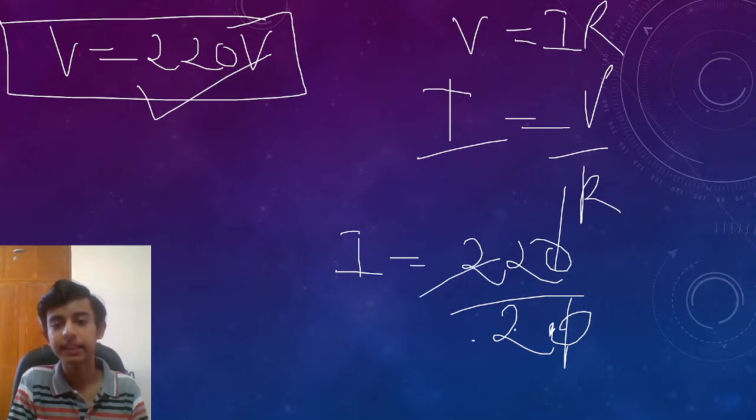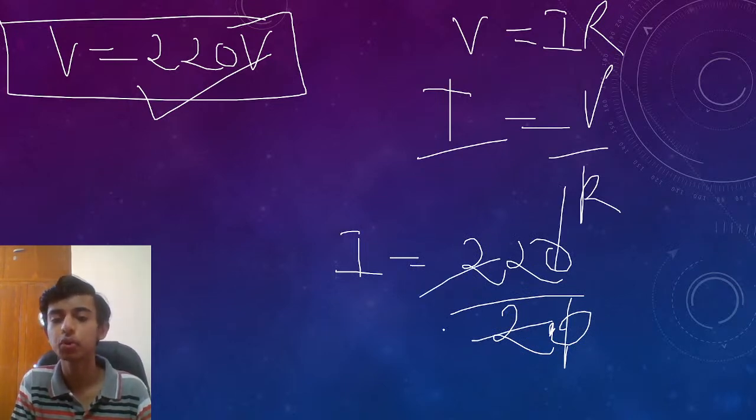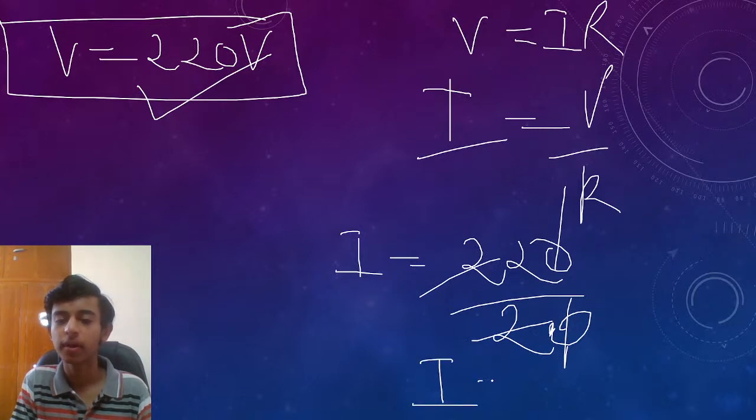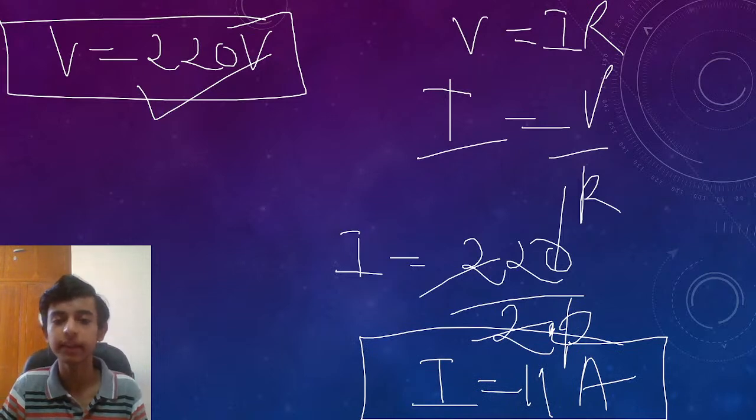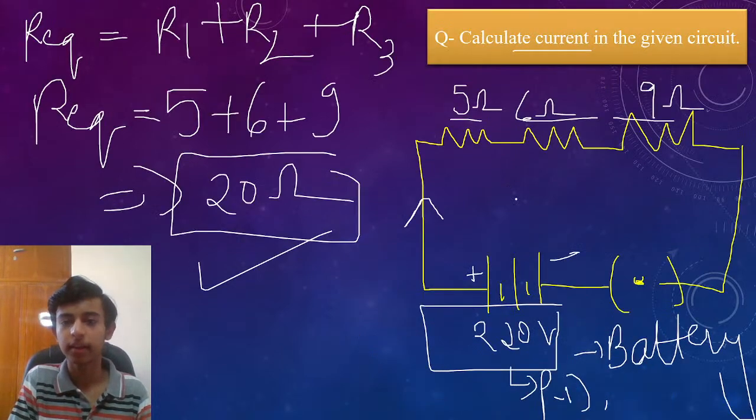0 to 0 got cancelled. 11 times 2 is 22. So your I is equal to 11 amperes. So the current flowing in the circuit is 11 amperes.